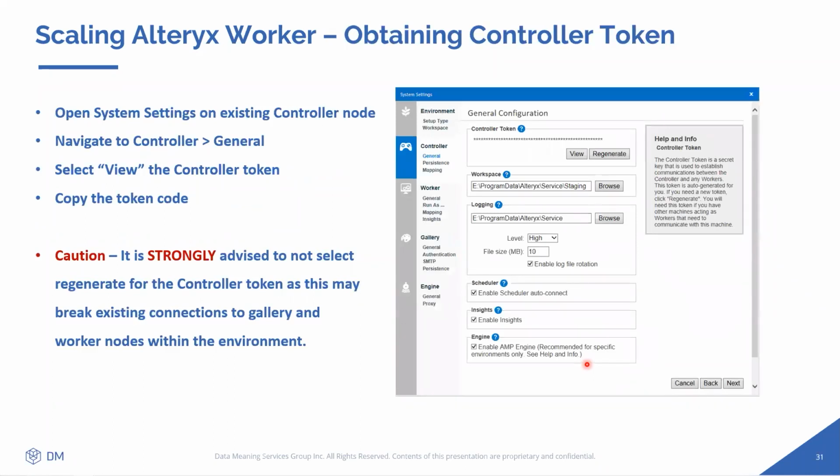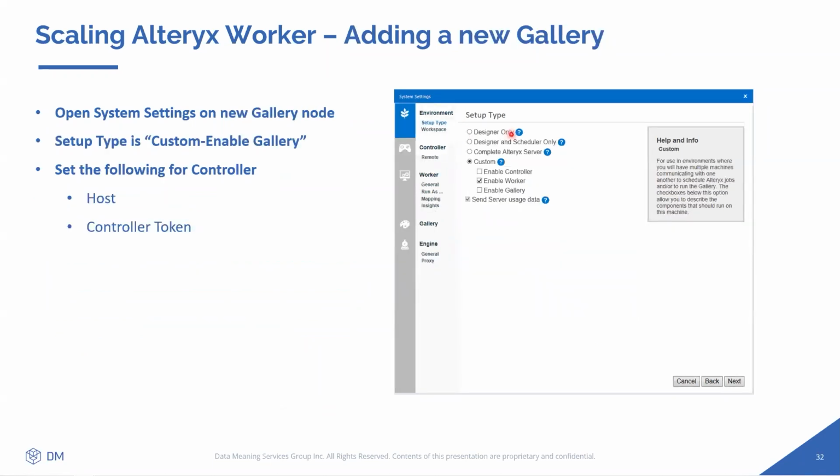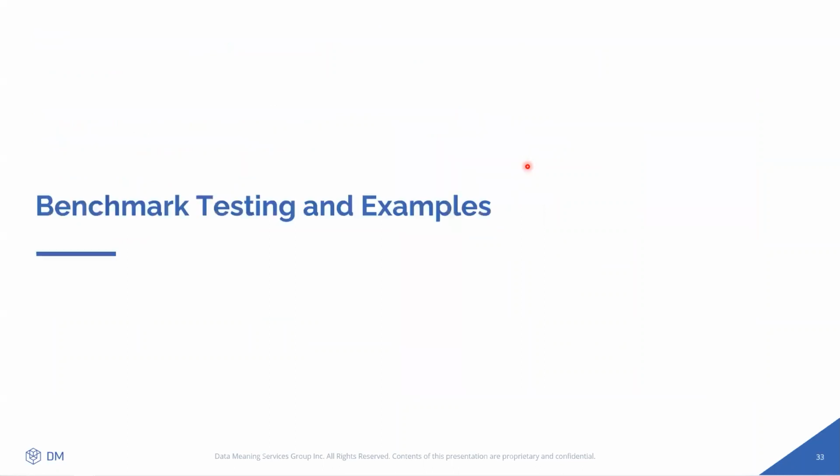And once again here, the way for you to configure that controller is using the controller token. And also, once again, it is strongly advised not to regenerate your controller token. It's the same basic idea. If you have your controller token, you only need to select this to enable that machine as a worker node. And then this machine starts asking the controller for new jobs to be run. But let's go ahead to the benchmark testing.